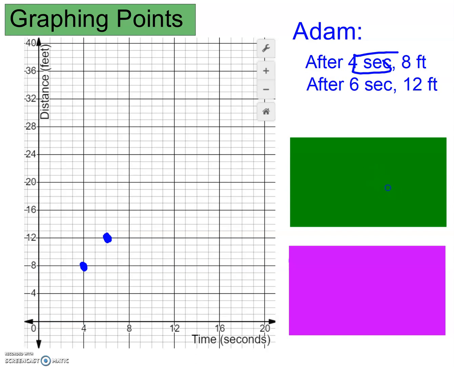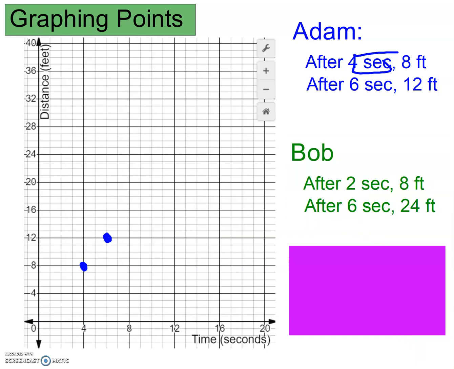And we're going to look over here at Bob. Okay, we'll switch colors for writing. And Bob, after 2 seconds, he's gone 8 feet. Well, 2 seconds is right here, and he's gone 8 feet. Whoops, wrong color, and wrong place. Better drink some more coffee. 2 seconds, he's gone 8 feet. Okay, and after 6 seconds, he's gone 24 feet. So we'll go out here to 6 seconds, go up here to 24, and there he is, right there.